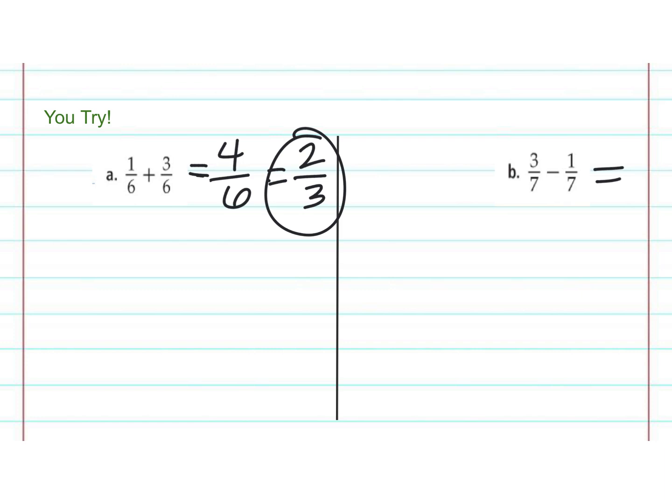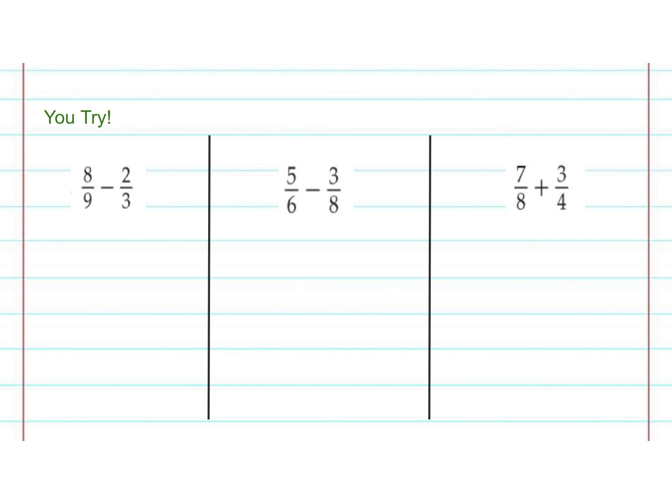And then 3/7 minus 1/7. Denominators are already the same again. So 3 minus 1 is 2. Keep the denominator the same. So we have 2/7. Again, pause the video, do all 3 of these problems on your own, and then come back and check.